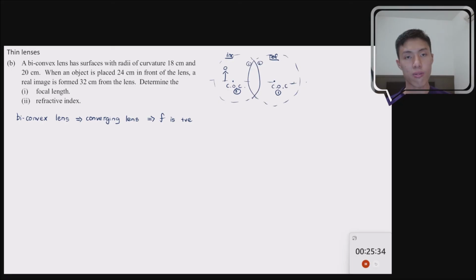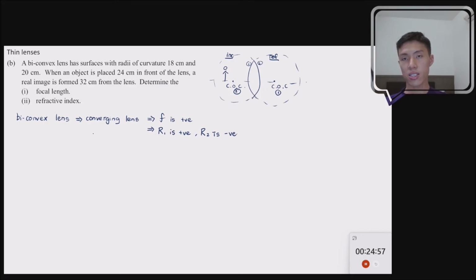Okay, so we can see that the radius of curvature of surface 1 should be positive because the COC is on the same side as the refracted ray. Same side means positive. So R1 here is positive. But for the second surface, the center of curvature is on the left hand side, which is the opposite side of the refracted ray. So opposite side, we know that R2 here will be negative. So that is what we can know from the word biconvex lens.